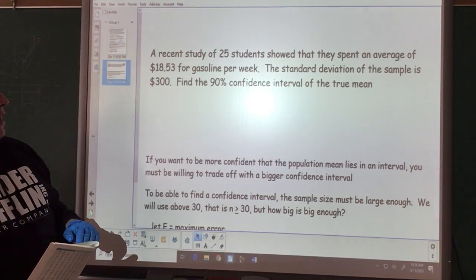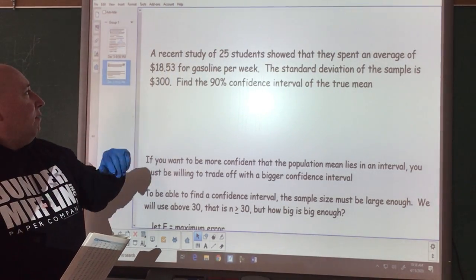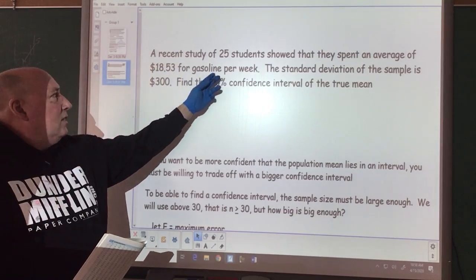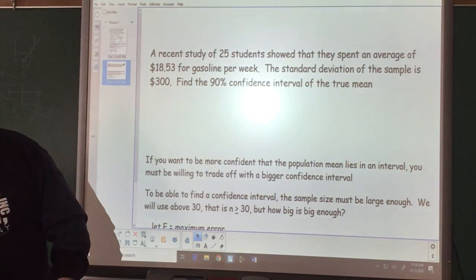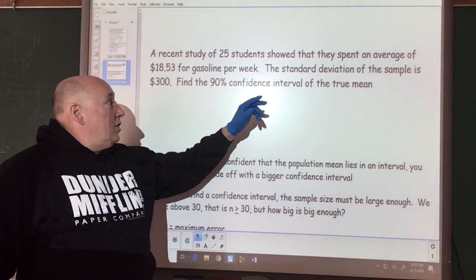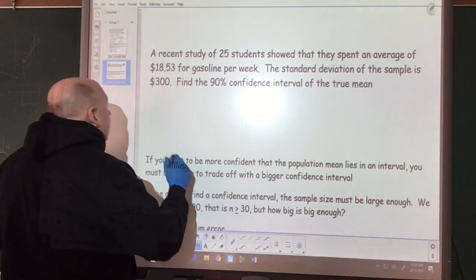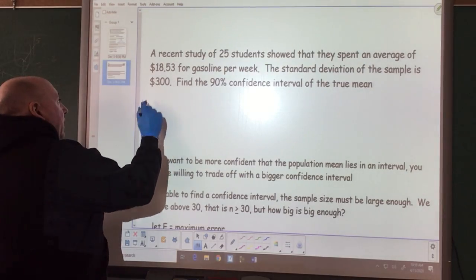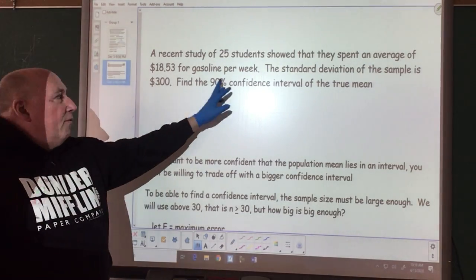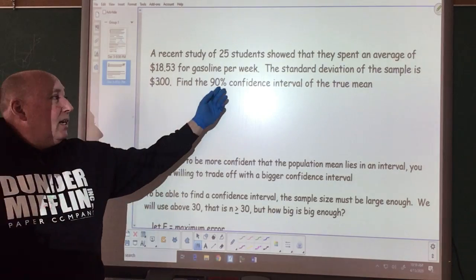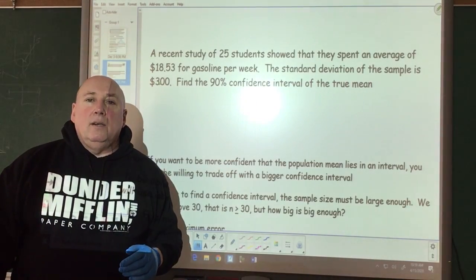A recent study of 25 students showed that they spend an average of $18.53 for gasoline per week. The standard deviation of the sample is $3. I want to find the 90% confidence interval for the true mean.